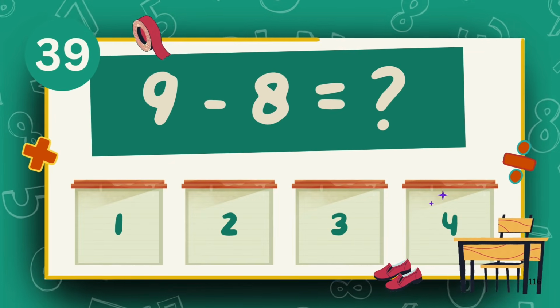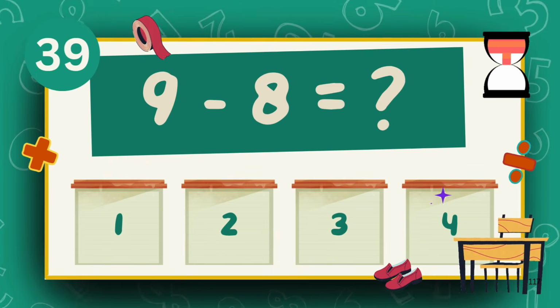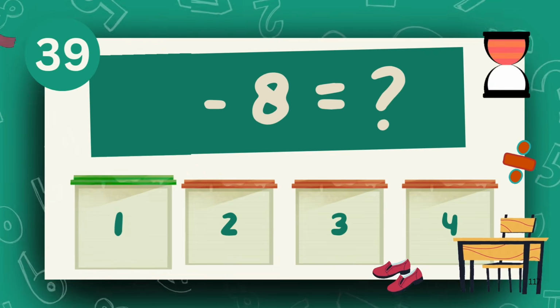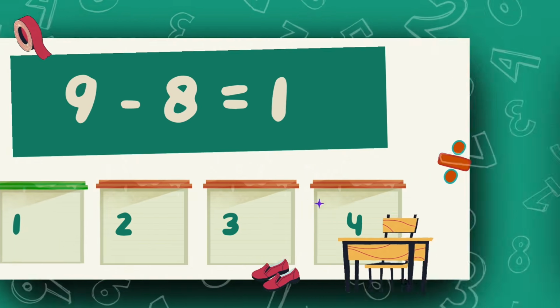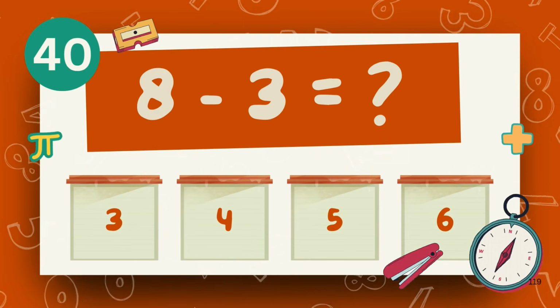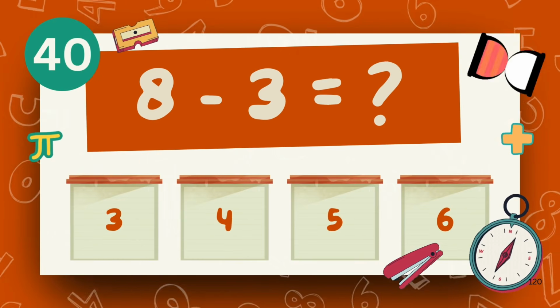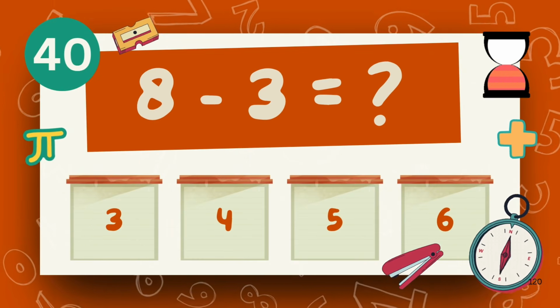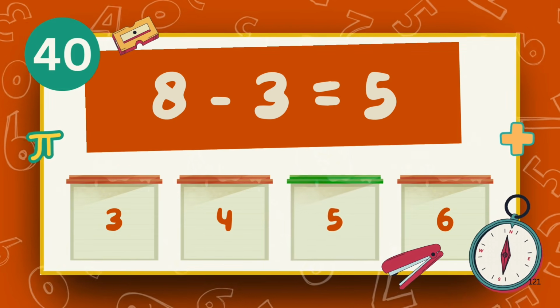What is 9 minus 8? The answer is 1. What is 8 minus 3? The answer is 5.